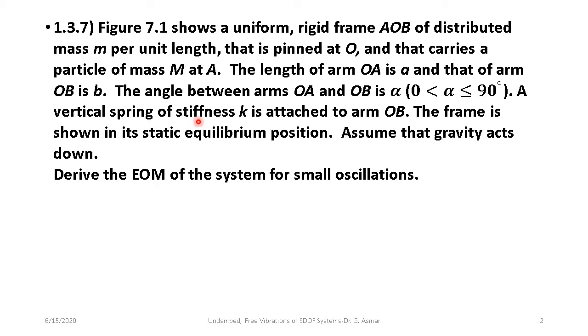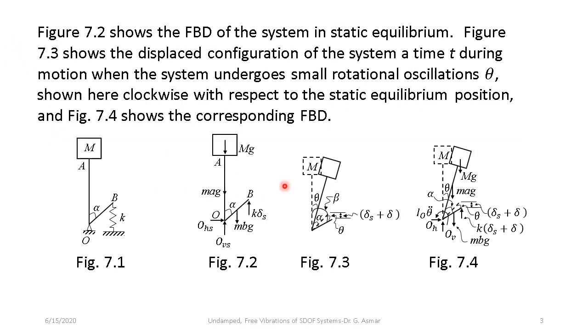A vertical spring of stiffness K is attached to arm OB. The frame is shown in its static equilibrium position and gravity acts down. What we would like to do is derive the equation of motion of the system for small oscillations. We are going to describe the figures we see here.